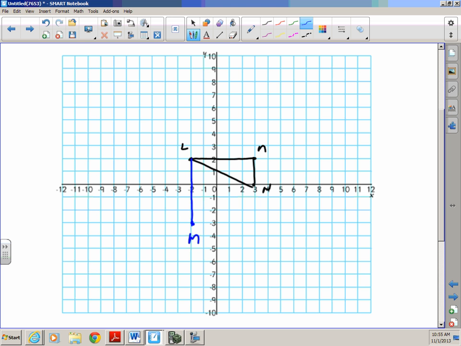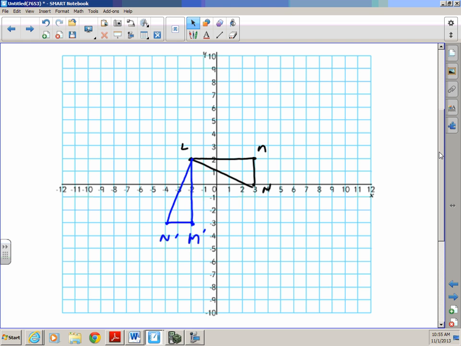How do I find where N is? Well, N is 2 away from M. So I'm going to go 2 away over there. And there's my new figure. It's almost like a pinwheel turning one time to the right.